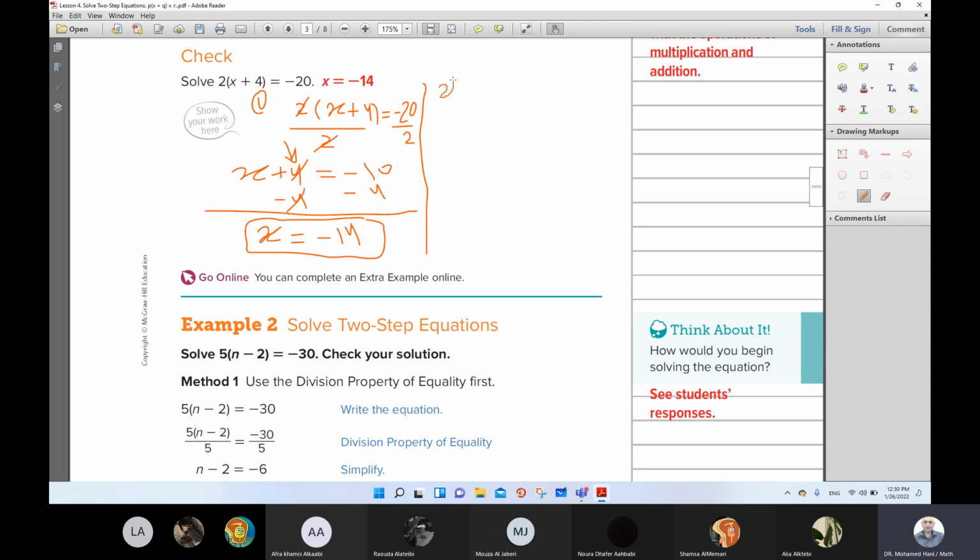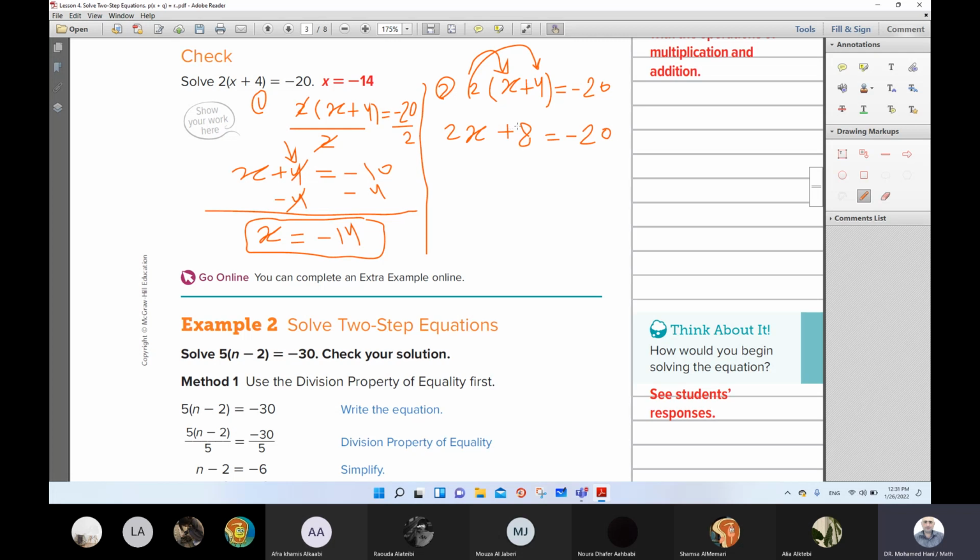The second method, rewrite the same equation, 2 multiply between parentheses x plus 4 equal negative 20. Then you can use distributive property. Take 2 multiply by x. 2 times x will be 2x. Then take 2 multiply by 4. 2 times 4 will be 8. Equal the second side, negative 20.